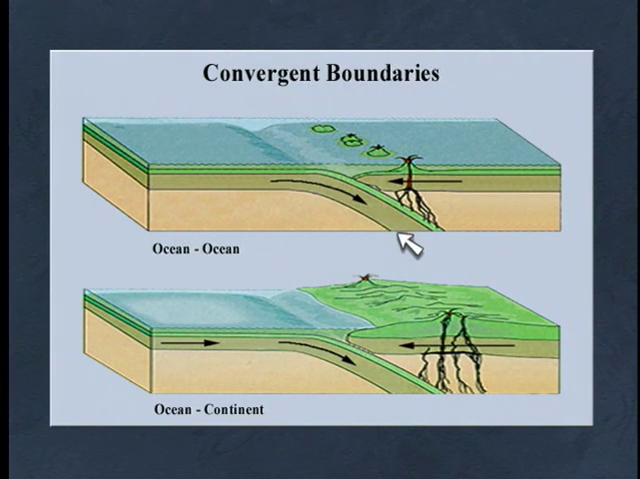So if neither plate carries continental material, then one oceanic plate is going to plunge beneath the other one. That's a process called subduction. And similarly, if only one plate carries continental material, then the oceanic plate invariably subducts beneath the continent, as shown here. More than 95% of all convergent boundaries are of one of these two types, with a subducting oceanic plate.